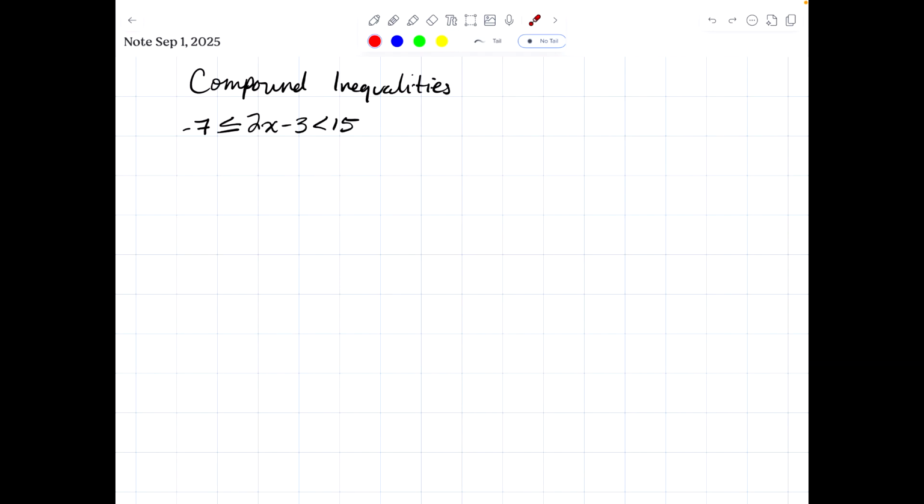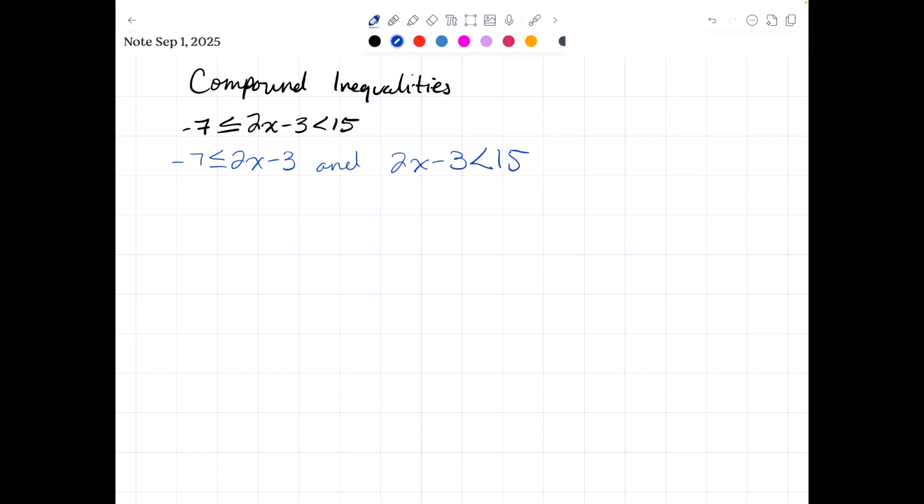For this example, we're going to solve a compound inequality. As we can see, there are two inequality signs, and then we have the expression in the middle and two things going on each side. If you want to think about simple inequalities, this would be something like -7 less than or equal to 2x minus 3, and 2x minus 3 being less than 15.